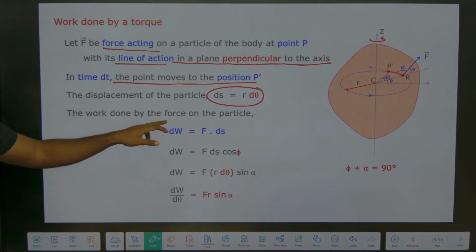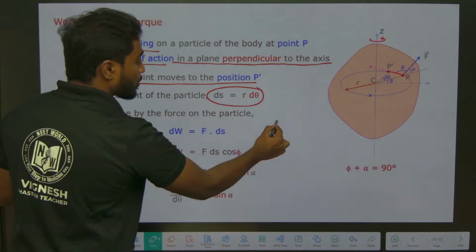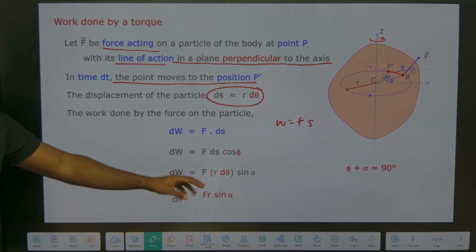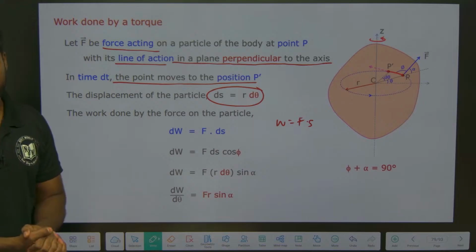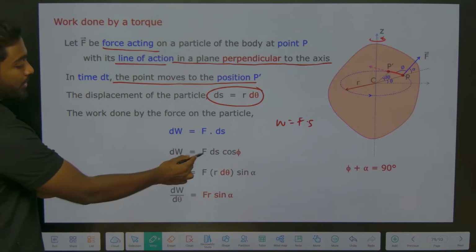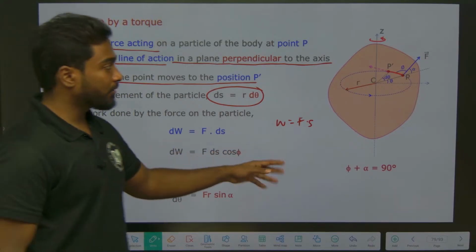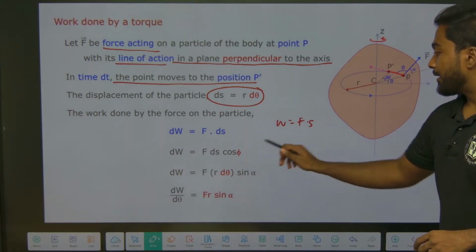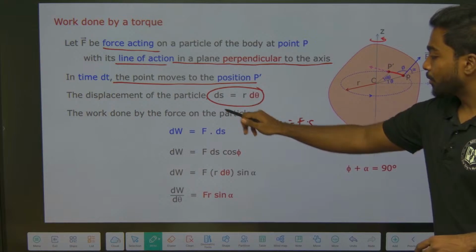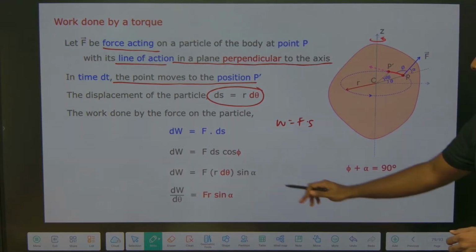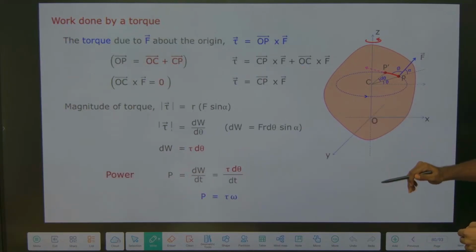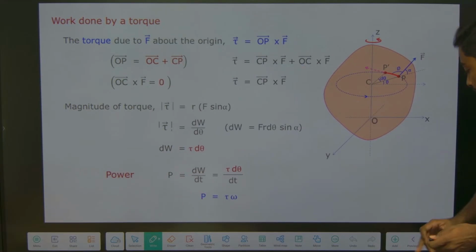So the work done by the force on a particle is F dot S. So dw equals F dot ds for small displacement, small work. So dw equals F ds cos phi. In terms of ds, we will substitute r d theta, so dw equals F into r d theta into sin alpha. So dw by dt is F r sin alpha, which is nothing but the torque.